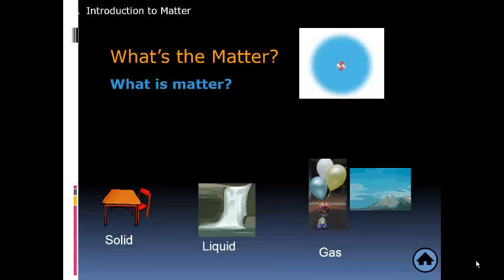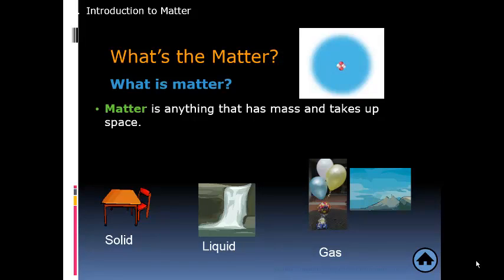What is matter? Matter is anything that has a mass and takes up space. This is a definition you're going to want to be familiar with. Anything that has a mass and takes up space. So we're going to learn today also what the definition of mass is. So hopefully that will make sense in just a moment.